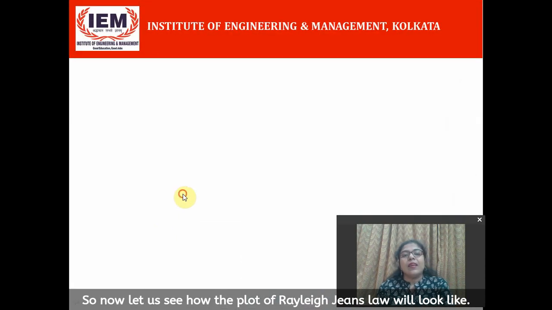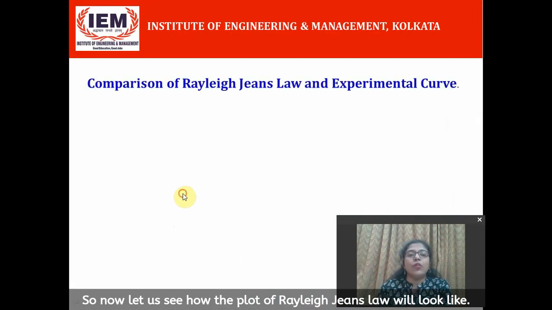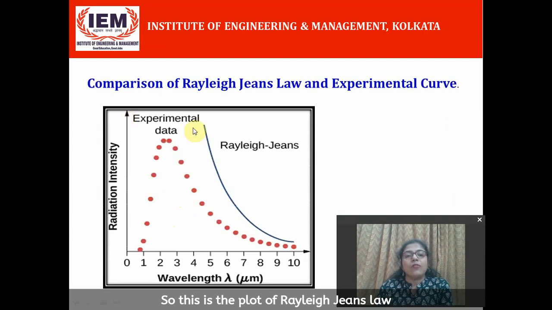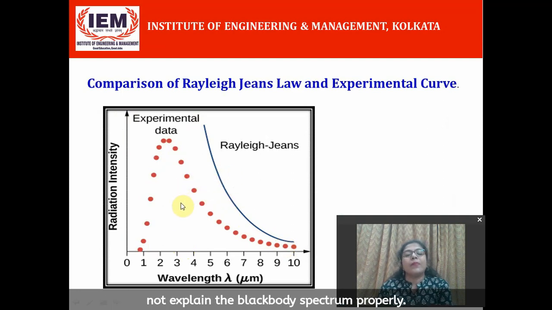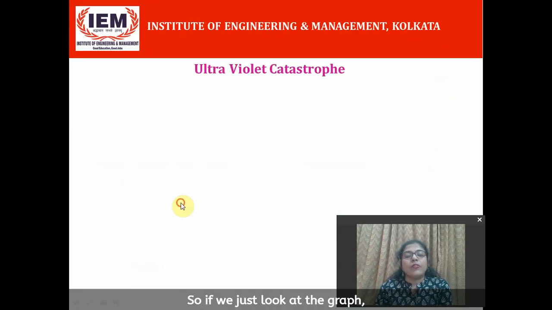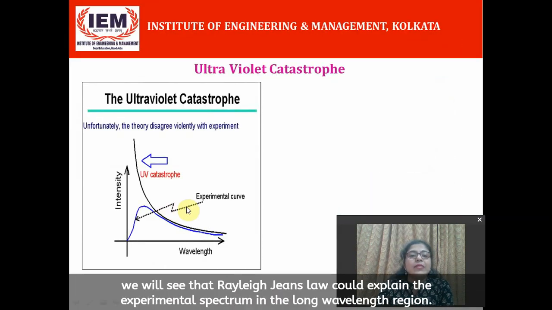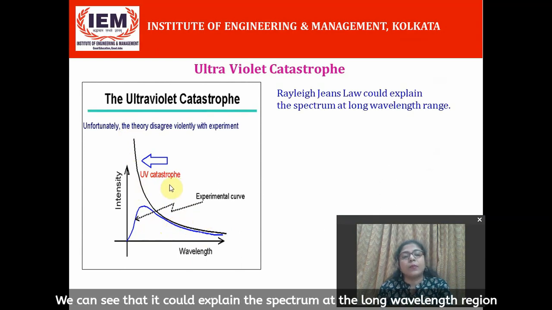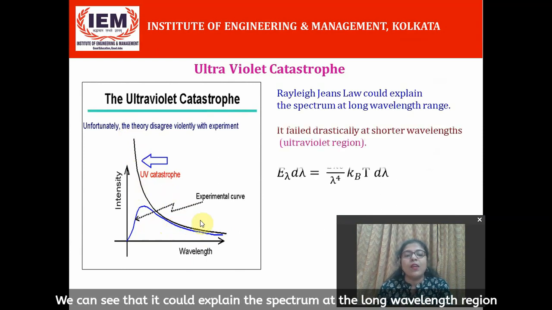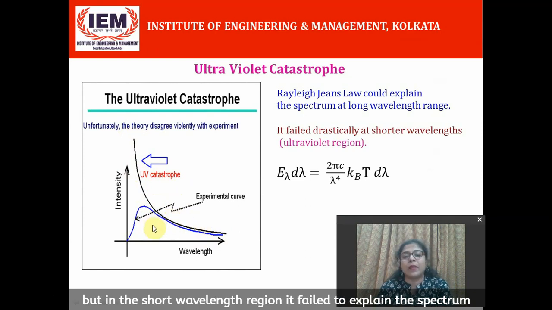So now let us see how the plot of Rayleigh's law will look like. This is the plot of Rayleigh's law, and this is the plot of the experimental data. And we can well see from this graph that Rayleigh's law could not explain the blackbody spectrum properly. Here this blue curve is the experimental curve, and this is Rayleigh's curve, and we can see that it could explain the spectrum in the long wavelength region, but in the short wavelength region it failed to explain the spectrum.